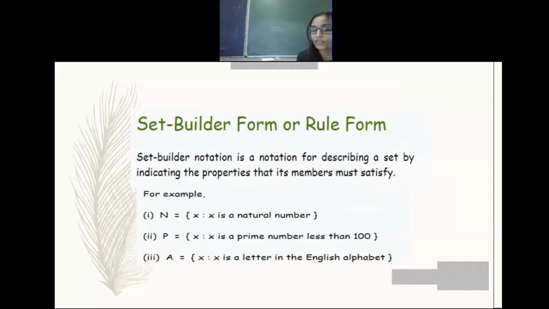In set builder form, we will be describing the set by a particular rule. Every element that belongs to this set has to satisfy that particular rule. For example, I have x such that x is a natural number. So any number which is natural will belong to set N. And P is nothing but x such that x is a prime number less than 100. All the prime numbers which are less than 100 belong to the set P. And x is a letter in the English alphabet. Any element satisfying this rule, it should be a letter in the English alphabet, can be written under set A.